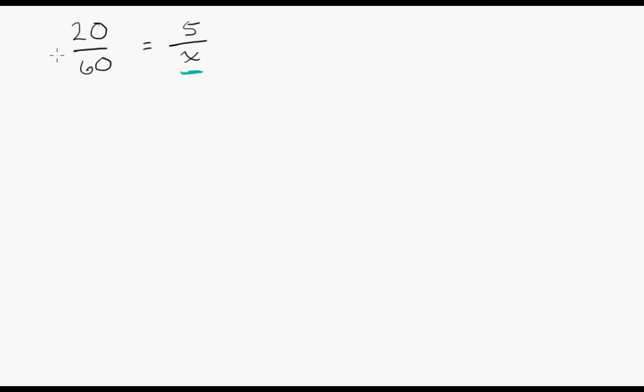But our first step is going to be to look at the left-hand side, and we're going to remove that 60 by multiplying by 60, and we're going to do the same on the right-hand side. So 20 times 60 divided by 60, these 60s can just cancel out. So we're left with 20 equals 5 times 60, that's 300, over x.